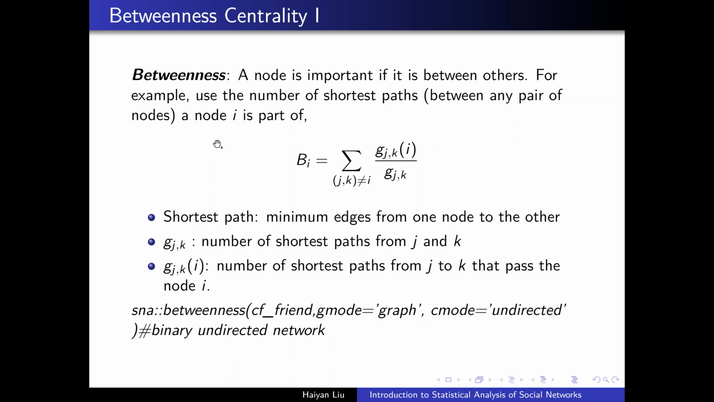For betweenness centrality, we can also obtain it in the R environment using the function betweenness from the sna package. Again, we input the adjacency matrix, and we tell it that this is an undirected network, for instance. Then it computes the shortest paths between any pair of nodes, and also computes the number of shortest paths involving the actor we are interested in. So we can obtain the betweenness centrality here.